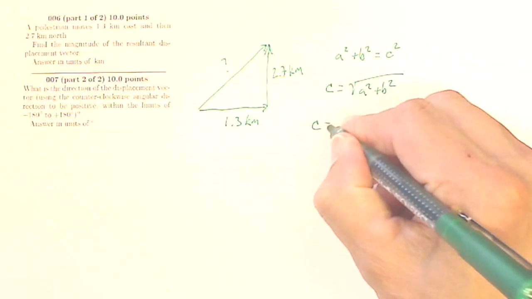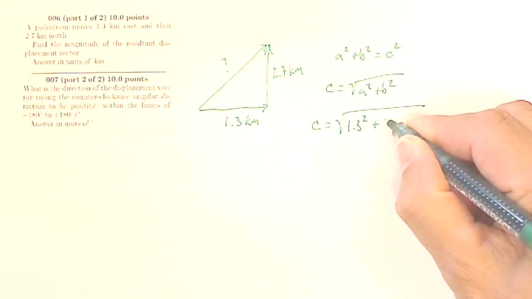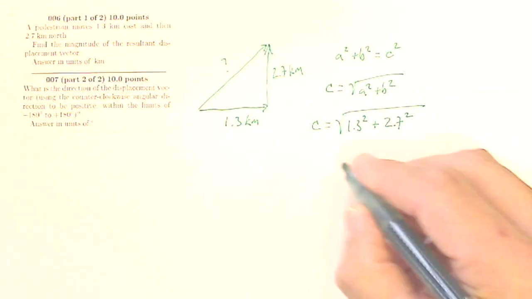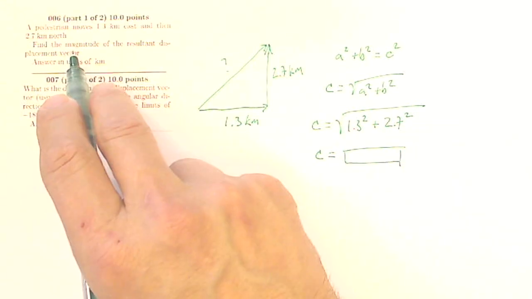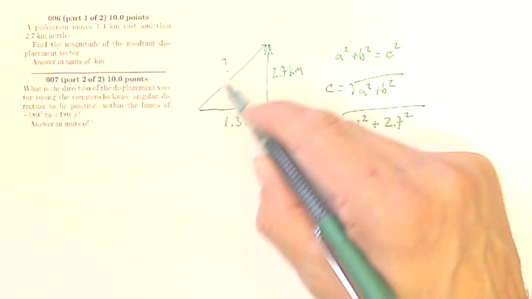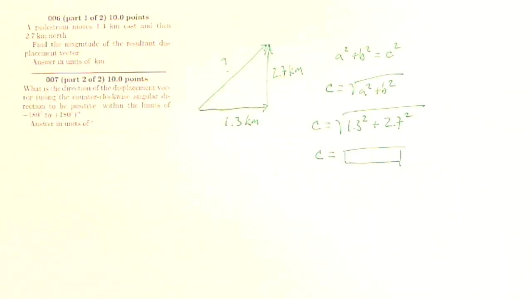In my case, c is going to be the square root of 1.3 squared plus 2.7 squared, and that's going to give me some number for the length of that side. It says magnitude, so it's positive, so that'll give me the length of that side in kilometers, because this is kilometers and this is kilometers, so there's my answer for question number 6.